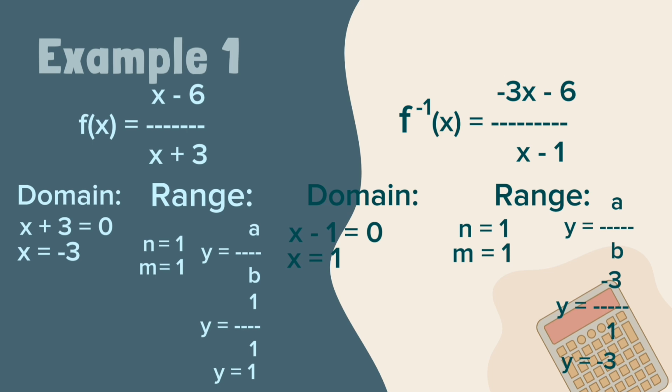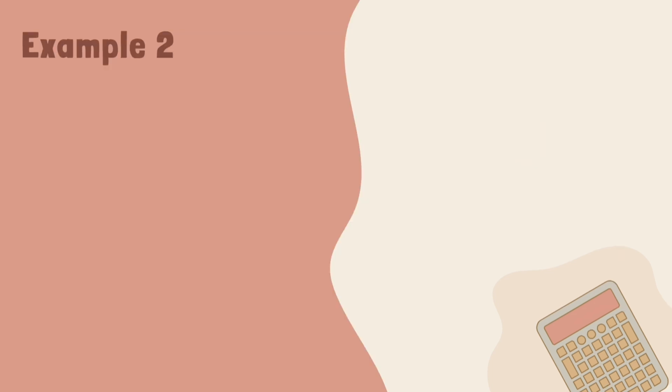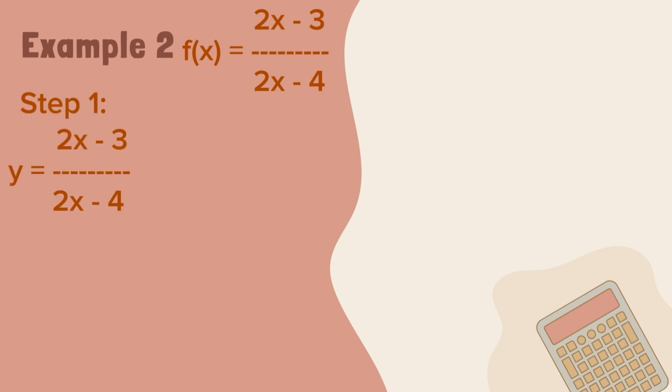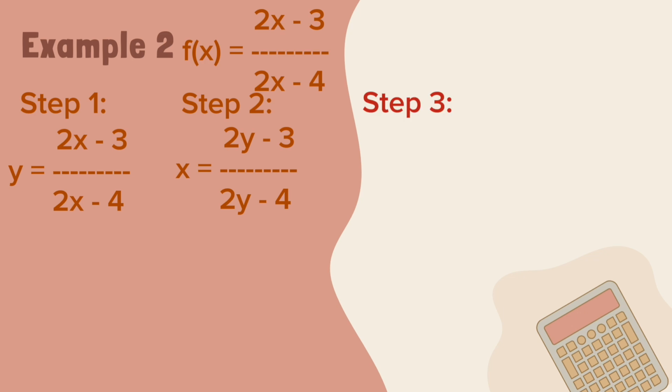Okay, next example. But this time, I want you to solve it with me. So we have here f of x is equal to 2x minus 3 over 2x minus 4. Let's try to find the inverse. The first step is to change the f of x to, okay, good, y. Now the second step is, okay, very good. The third step is, yes, solve for y. So what should we do first?